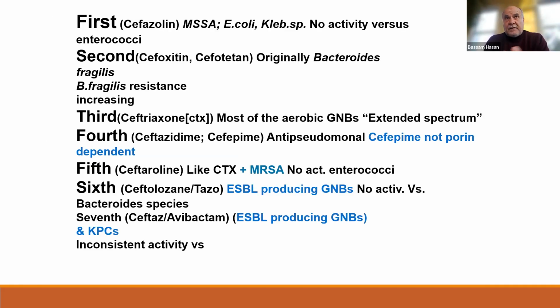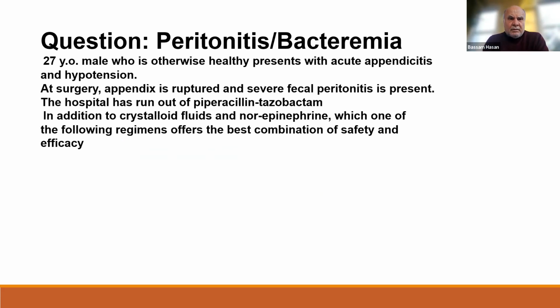Cephalosporins in general. Okay, first, second, third, fourth, fifth, sixth, whatever. As we saw in the other slide that we spoke about the spectrum, they are not all the same, as you know. A 27-year-old male who is otherwise healthy presents with acute appendicitis and hypotension. At surgery, appendix is ruptured and severe fecal peritonitis is present. The hospital has run out of piperacillin tazobactam. In addition to crystalloid fluids and norepinephrine, which one of the following regimens offers the best combination of safety and efficacy?